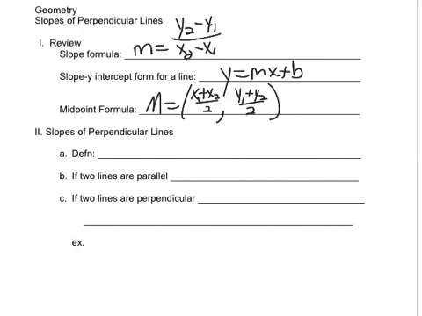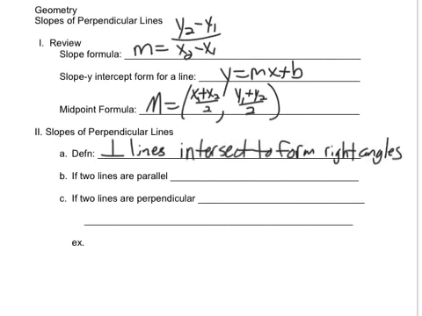We're going to define perpendicular lines. At least we've defined perpendicular lines in the past. We know that perpendicular lines intersect to form right angles. So they are lines that intersect to form right angles. And here's something else we need to know. If two lines are parallel, their slopes are going to be equal. They have the same slope, which is why they never intersect. However, if two lines are perpendicular, we have a different relationship. We call their slopes negative reciprocals.